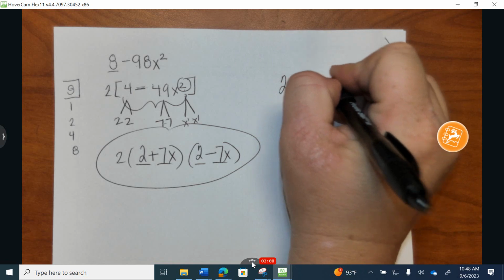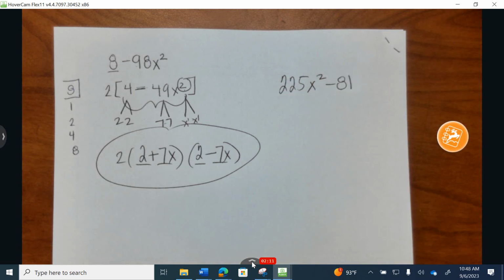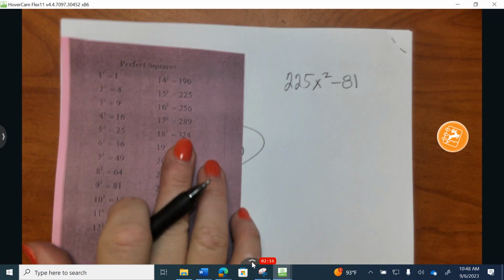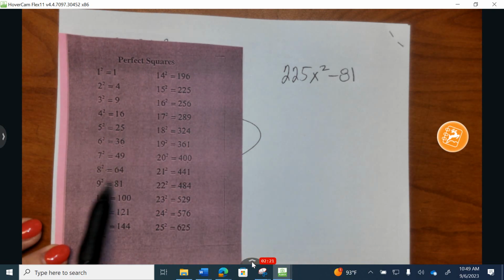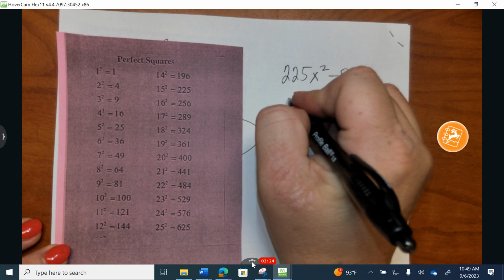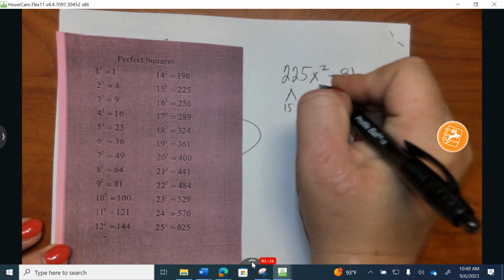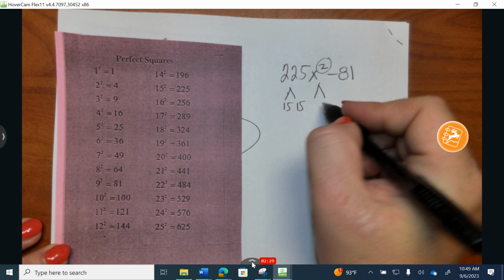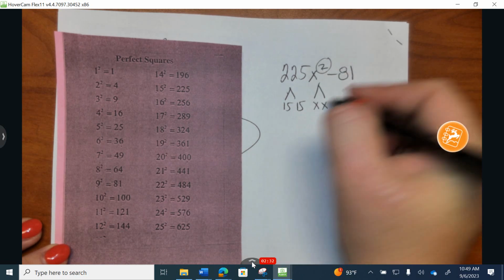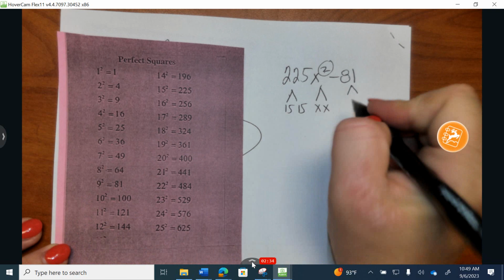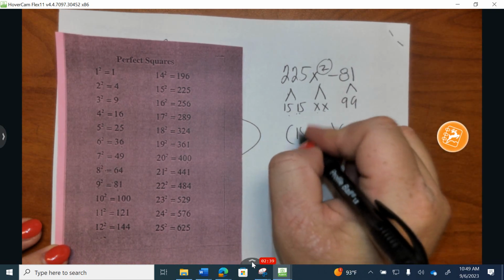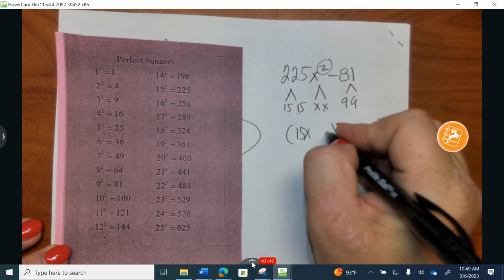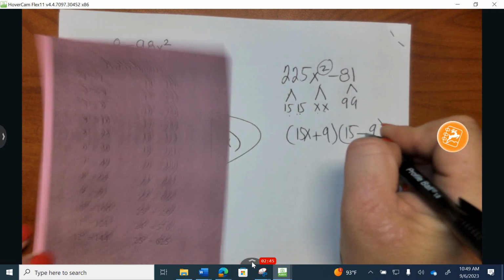225 x squared minus 81. You will be provided with the sheet, so we're going to find 225. Okay, it's a perfect square. Find 81. It's also a perfect square. 225 breaks into 15 and 15. Dividing this by 2, since we're working with perfect squares, 2 divided by 2 is 1. And 81 breaks into 9 and 9. So the 15 and the x's come from the front. The 9's come from the back. 1 is positive and 1 is negative.